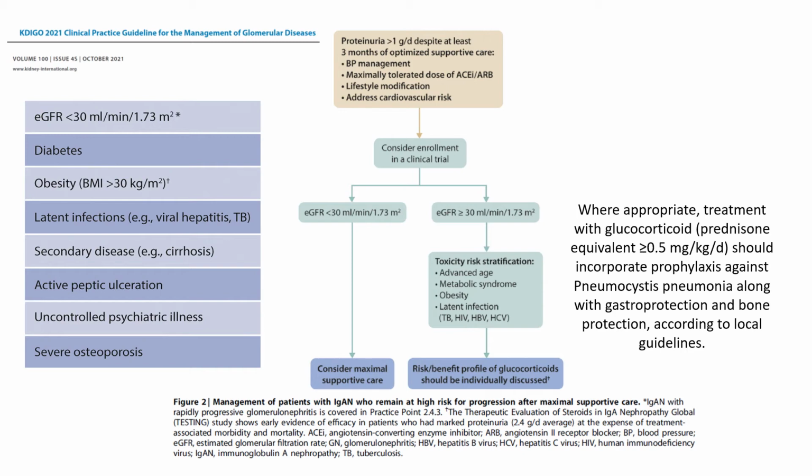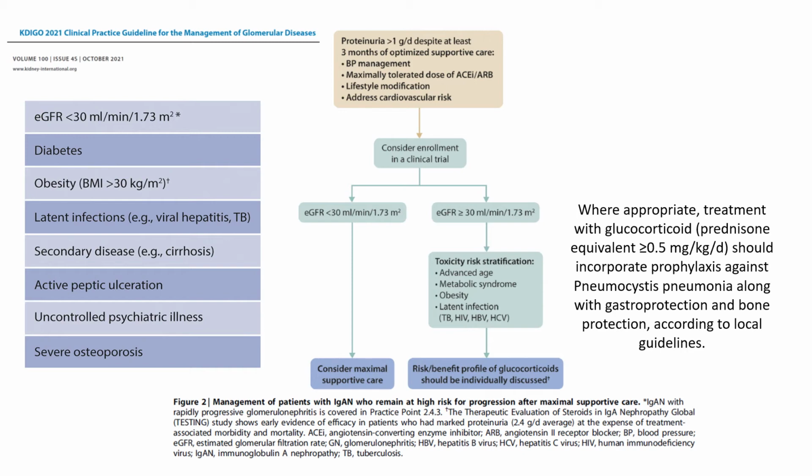And for sure, for any patient who you will give prednisone or its equivalent at more than 0.5 milligram per kilogram per day, the patient must have prophylaxis against pneumocystis pneumonia along with gastroprotection and bone protection, according to your local guidelines.